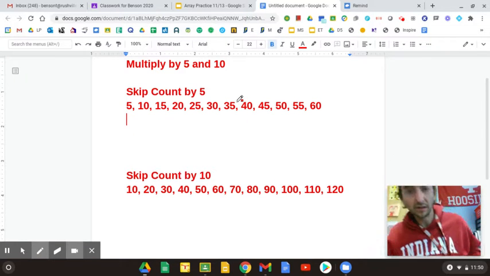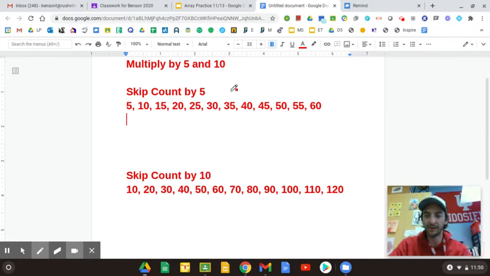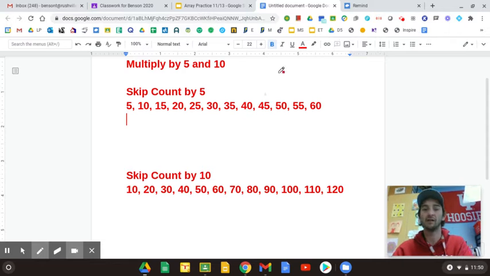All right, guys, we're going to work on some more multiplication. Today, our factors are 5 and 10. So we're practicing multiplying by 5s and by 10s. I think the easiest way to do these is going to be skip counting. We're very familiar with skip counting by 5s and 10s, something you've done for a long time. So we'll start with the 5s.